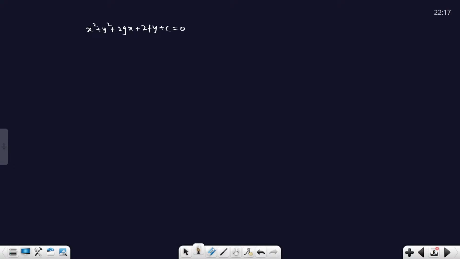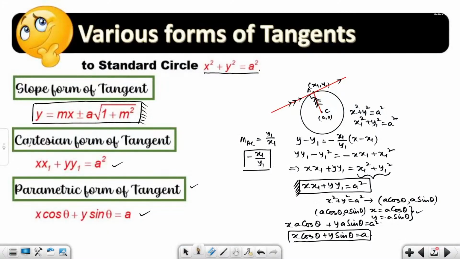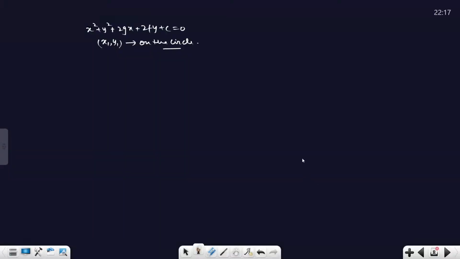And if I ask you to find out the equation of the tangent at the point x1, y1, where x1, y1 is very much on the circle. Be careful, again I'm telling you. So find out the equation of its tangent, which is also called the Cartesian form of tangent that we have learned here. So in this case, what will you do?